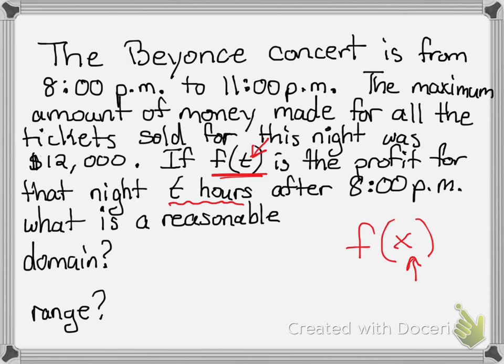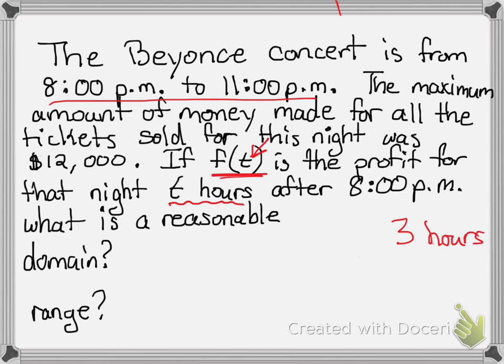So how many hours is this Beyonce concert going to be? Well, if it's going from 8 to 11 p.m., how many hours is that? Yep, you got it. That will be 3 hours. So since that's 3 hours, my domain is going to go from 0 to 3. So the way I'm going to write it in interval notation, I'm going to say 0 less than or equal to x less than or equal to 3. And that simply means from 0 to 3 hours and everything in between.